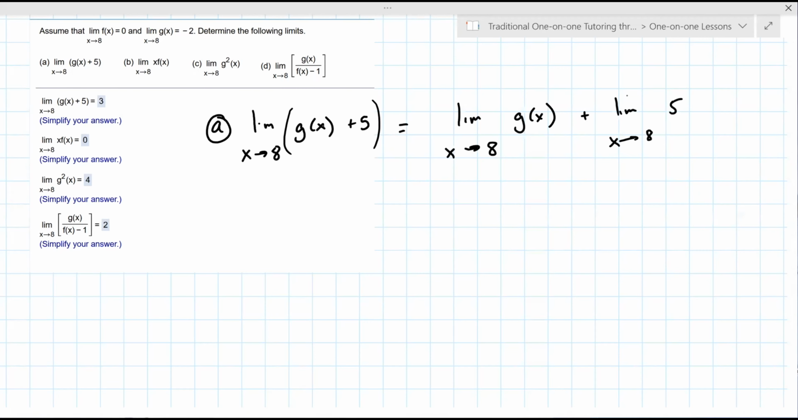You've got to be able to break that apart. So now we're just looking at these individually. This is defined as negative 2. It's given up here as negative 2.